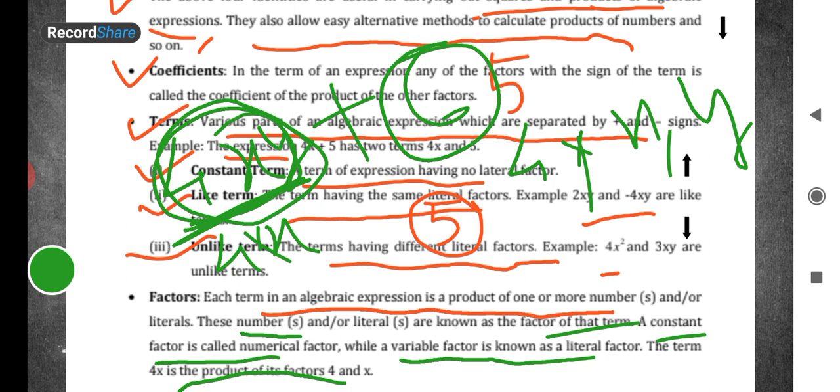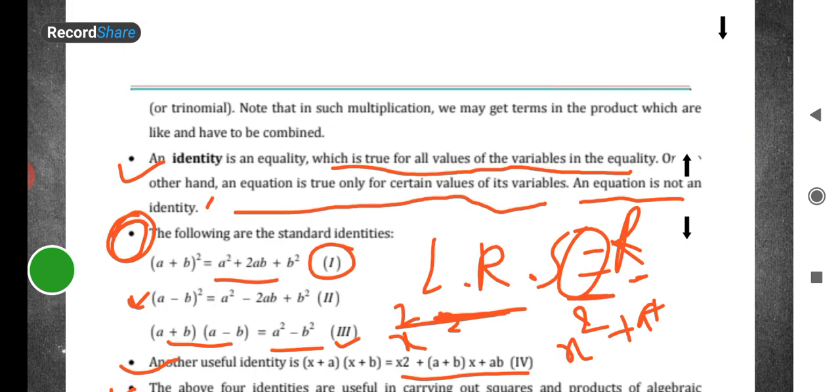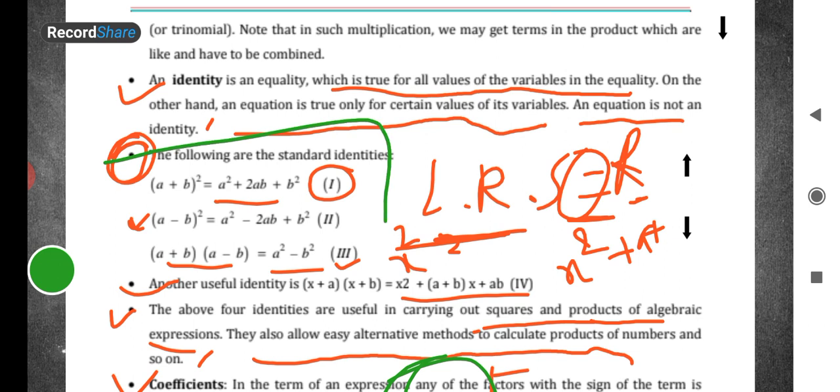So whatever terms I have mentioned here, these are all important for this chapter. We have to know what is coefficient, terms, constant term, unlike term, like term, and the most important is identities. Okay, identities, these are very important. You have to learn by heart these 4 identities, which are very important.